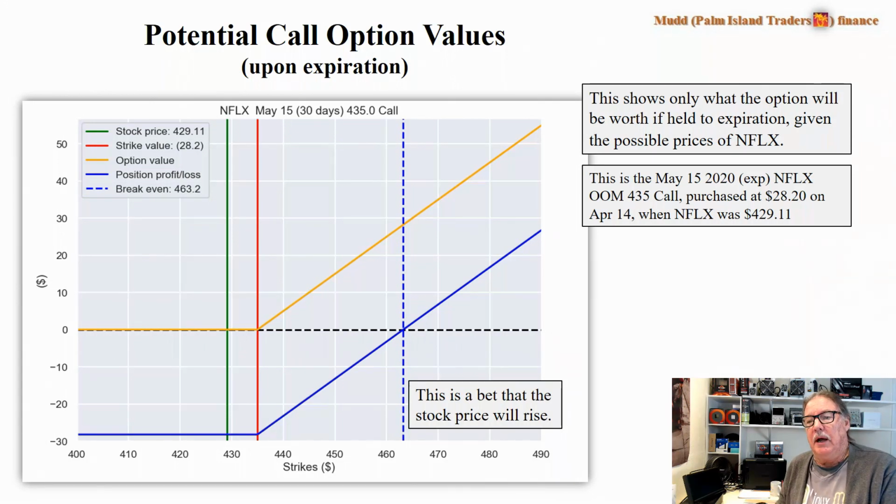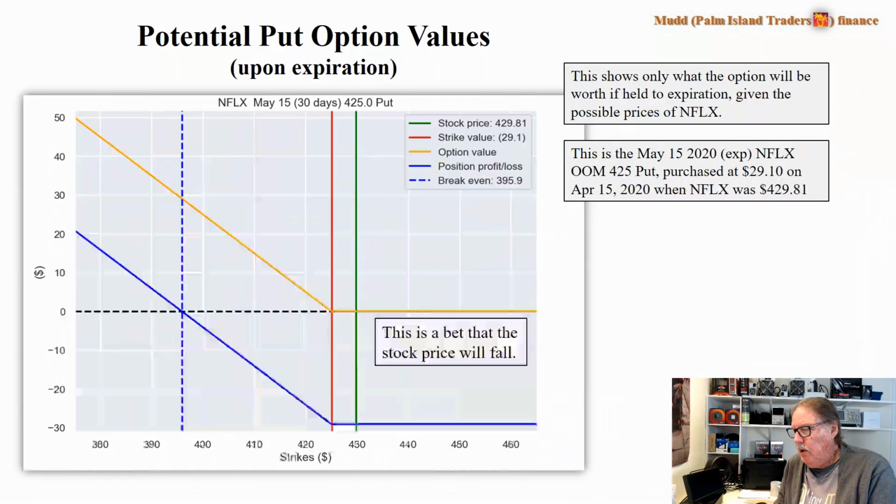Now again, I remind you, you've seen this before. We've got the stock price represented as the green line, strike that's out of the money as the red line. It has a value of 28.20. And then the orange and blue lines show what happens once the option comes into the money, or what it will be worth at expiry. And again, though, that's the limitation here. This shows what the option will be worth if held to expiration, given the possible prices of Netflix. And we're using Netflix for a reason that'll become apparent here.